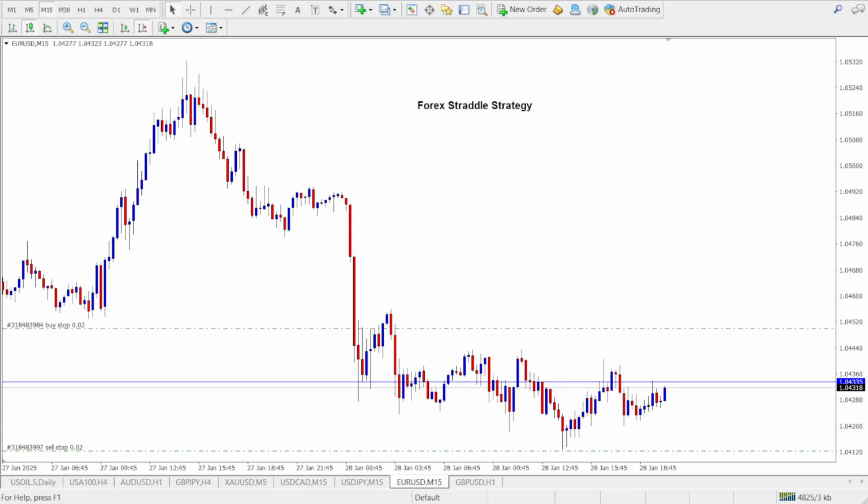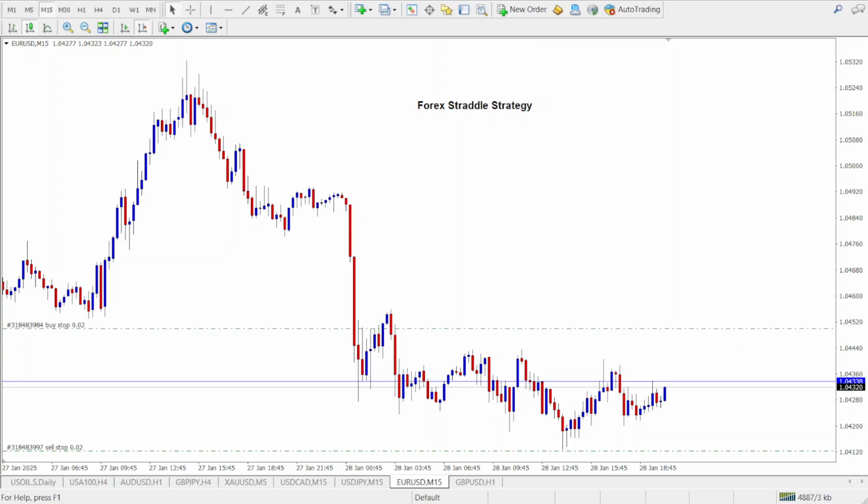Now, the idea behind this strategy is to take advantage of volatile market conditions where prices can swing drastically in a short period of time. This could be due to news events, earnings reports, or any other catalyst that causes major market shifts. The beauty of the straddle strategy is that it allows you to profit no matter which direction the market decides to move.